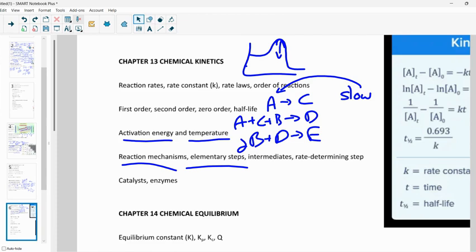What's an intermediate here? C and D, because those were both produced and consumed within the reaction mechanism. The rate determining step, that's the slow step.